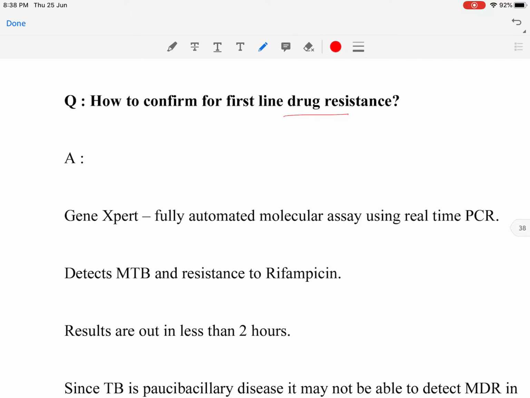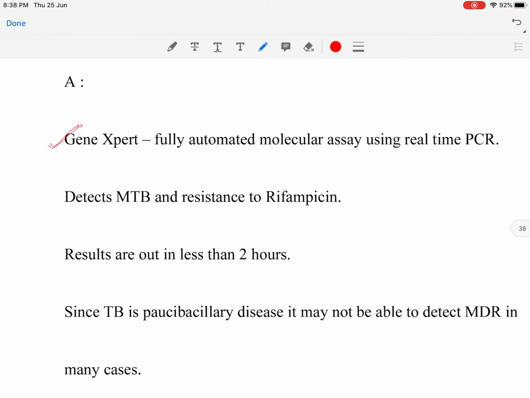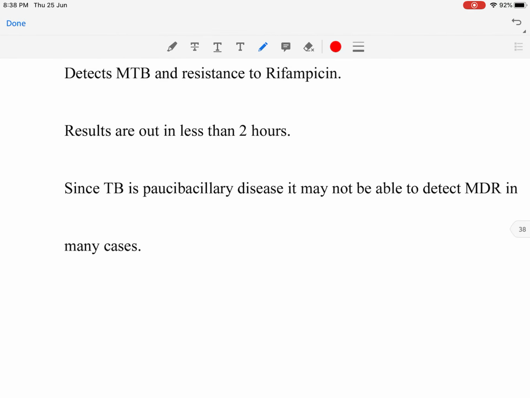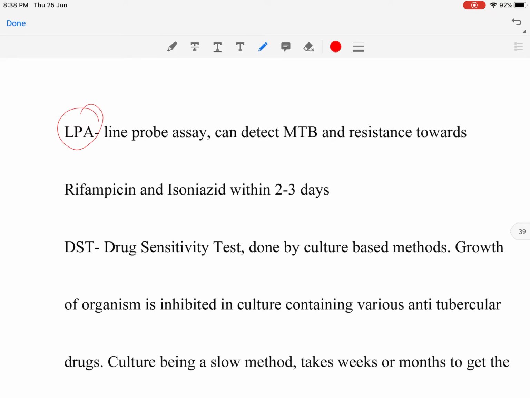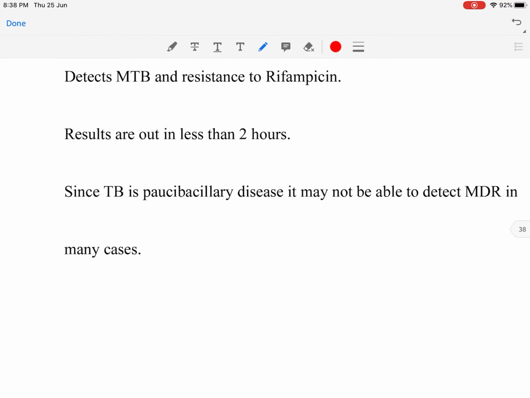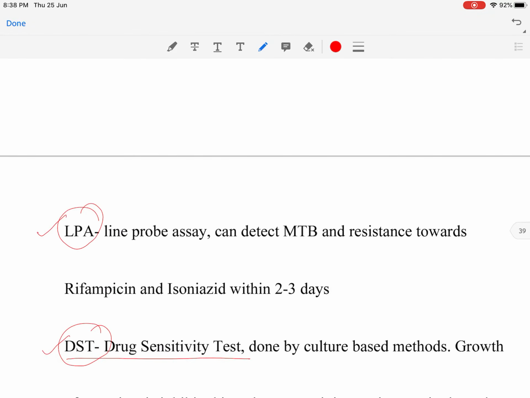We have discussed this in our previous video. We have three tests: the GeneXpert test, the line probe assay, and the drug sensitivity test. By these tests, which we have discussed in detail in the previous video, we can confirm resistance to the first line drugs.